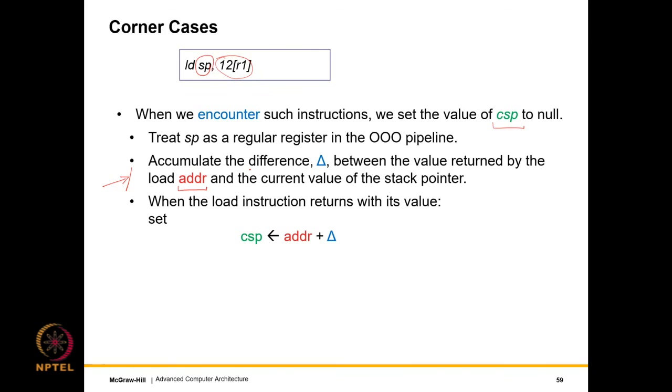So what we do is that we accumulate the difference delta between the value returned by the load and the current value. Let me explain with an example. Let us say we have this instruction over here, and here the value of the stack pointer, whatever is returned, is essentially SP is equal to this value, right? Then we could have instructions of this form.